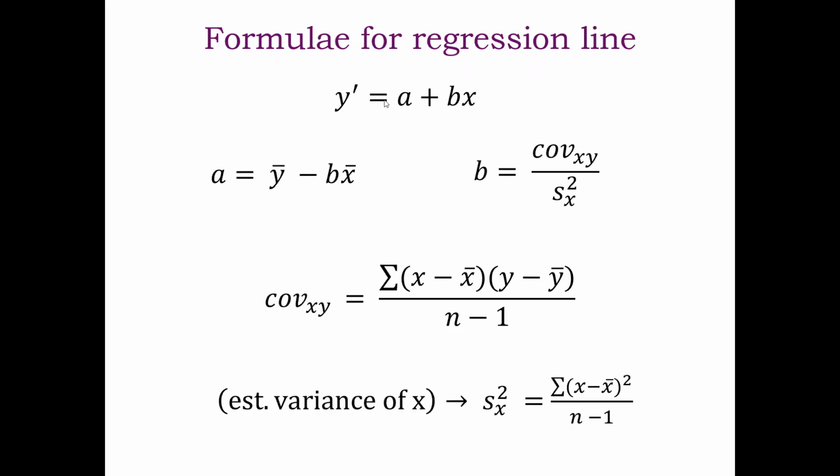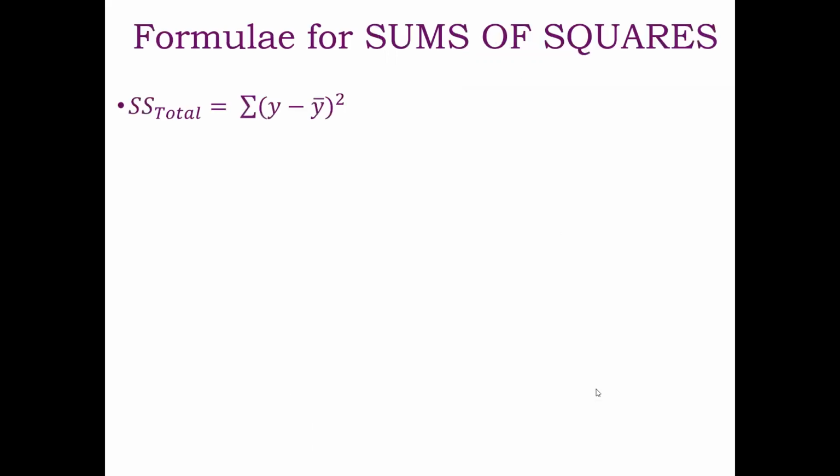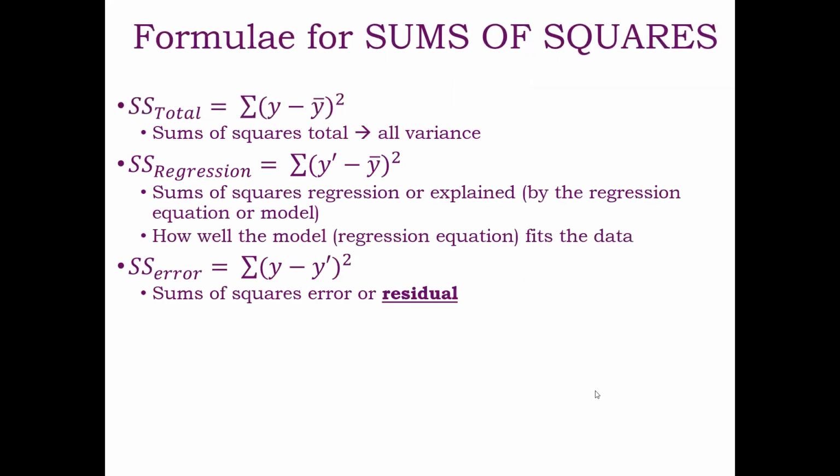Now the formula for a regression line. You absolutely do not have to calculate these for this class, but it's really useful to understand what's going on. We see that a is the mean of y minus the slope times the mean of x. The slope is the covariance of x and y divided by the estimated variance of x, which we've already seen. The formula for sums of squares, we've already gone over, right?